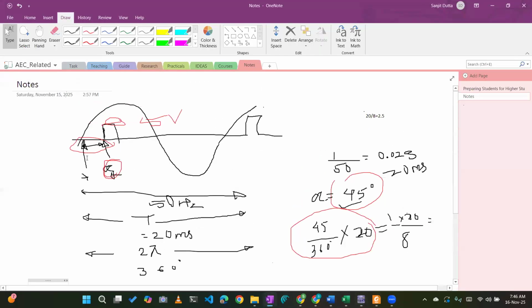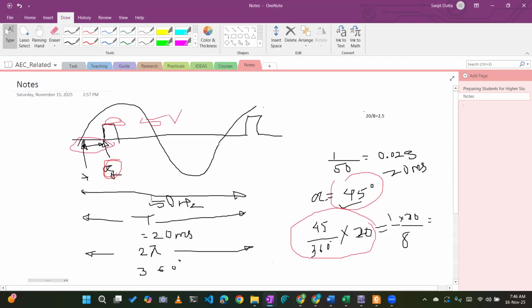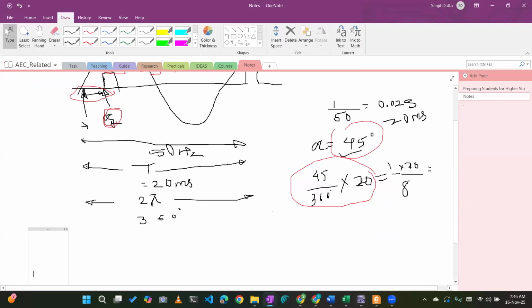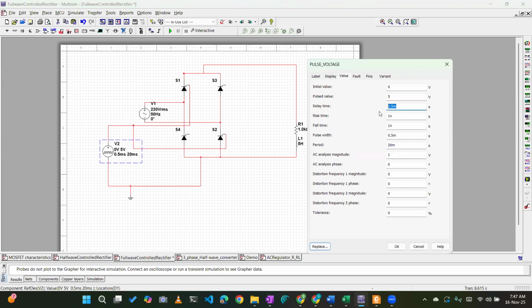So if the alpha is 45 degree, because 50 hertz is 20 millisecond, 20 millisecond in time domain, in radians will be 2 pi, and in degree it will be 360 degree. Anything you have to put here in the simulation is in time domain, so when asked in terms of degree, you have to convert it into time domain. So if 45 degree is asked, 45 divided by 360 into 20 will give you 20 divided by 8, that is 2.5 millisecond. That's why you put here in delay time 2.5 millisecond.